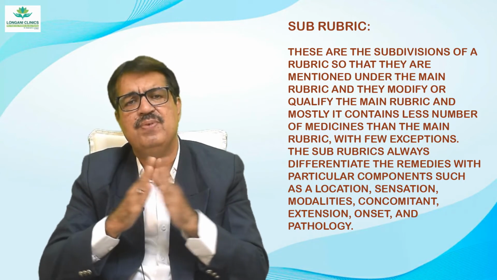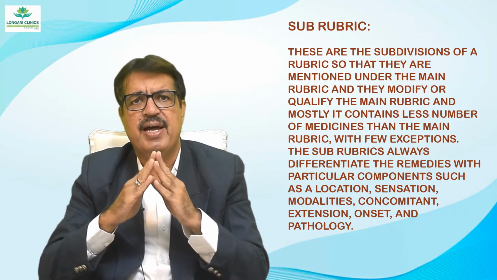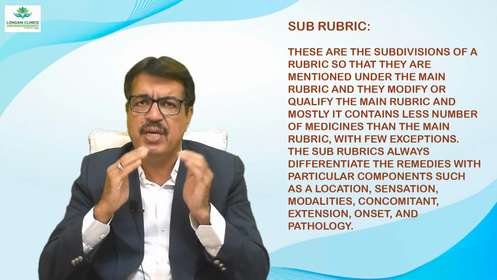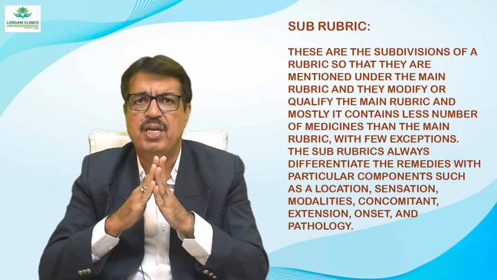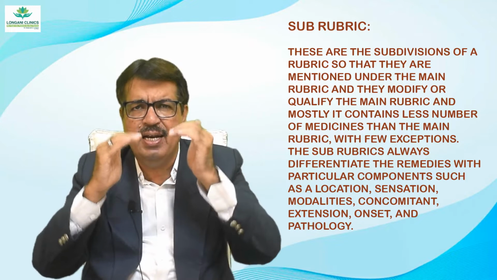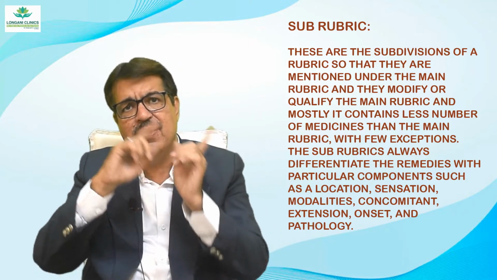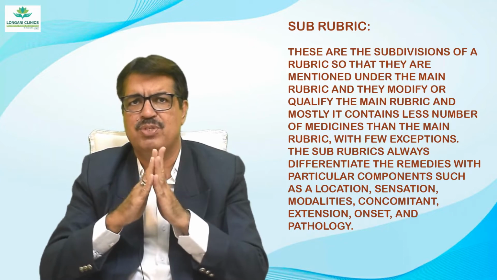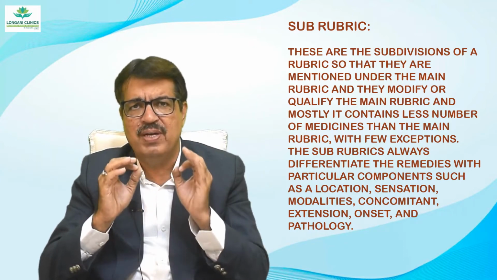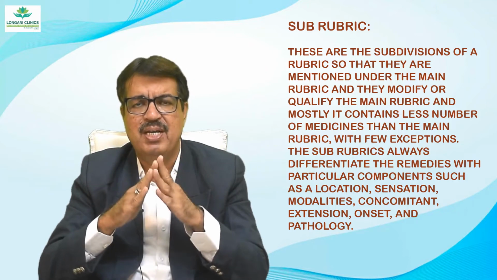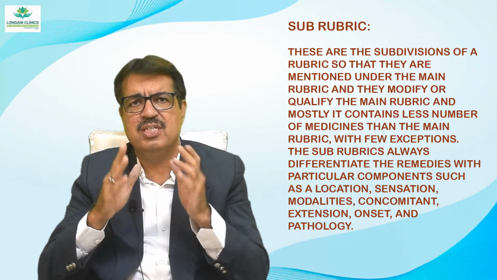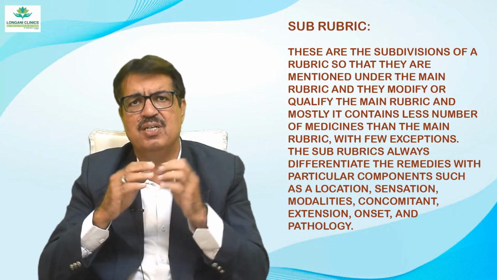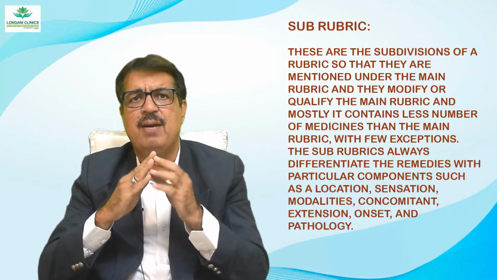Now we will see the sub-rubric. These are the subdivisions of rubric so that they are mentioned under the main rubric and they modify or qualify the main rubric, and mostly it contains less number of medicines than the main rubric with few exceptions. The sub-rubrics always differentiate the remedies with particular components such as location, sensation, modalities, concomitants, extension, onset and pathology.